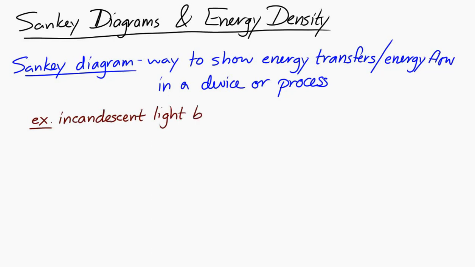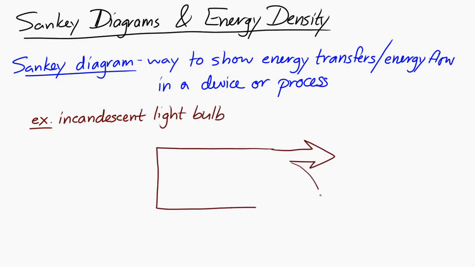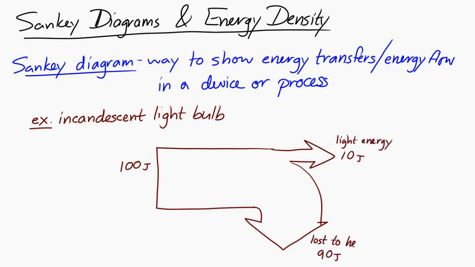Here is a light bulb, like an old classic incandescent light bulb. If we put 100 joules into one of these light bulbs, we get 10 joules of light energy out, and 90 joules is lost as heat or thermal energy. So a Sankey diagram would look like this.